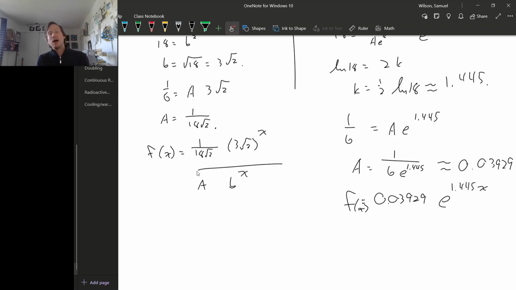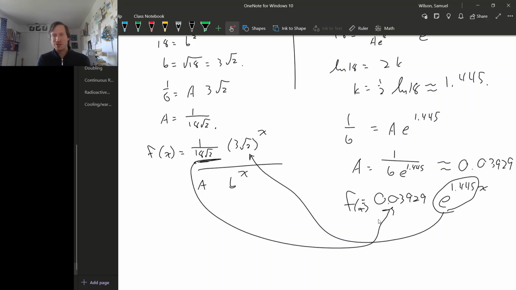Now, if we actually punch 1/(18√2) into a calculator, it would give us this number here. And if we calculated e to the 1.445, that actually is going to be 3√2. So these functions are really the same. They just look different because here we got decimal approximations, and here we used exact forms.